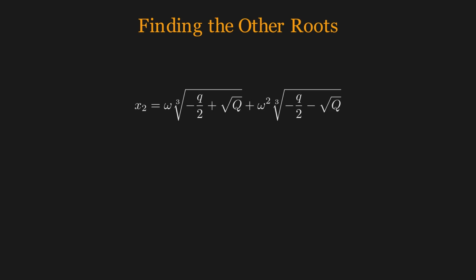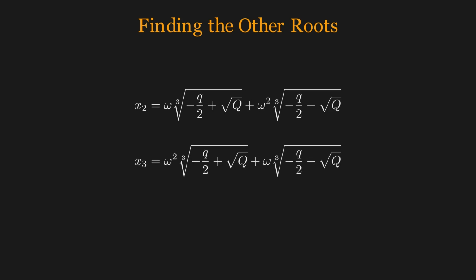After finding one real root using Cardano's formula, the other roots are found using these two formulae. In the context of solving cubic equations, omega and omega squared are complex cube roots of unity. To find all 3 roots of the cubic equation, we use the fact that the roots are spaced equally around the unit circle in the complex plane. Here's how omega and omega squared come into play.